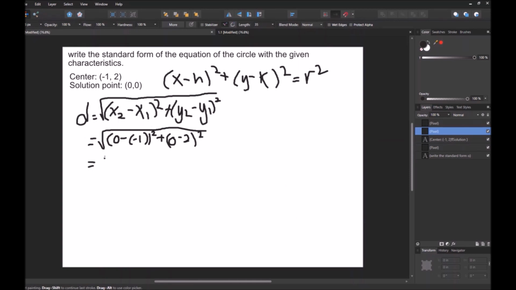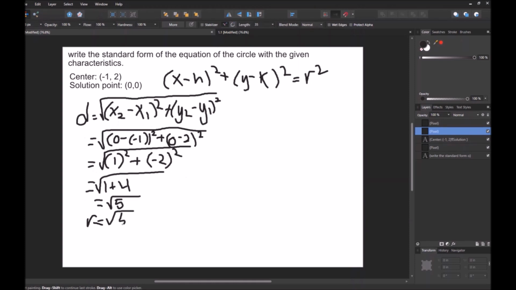0 minus a -1 is the same thing as 0 plus 1, which is just 1. So we're left with 1 squared plus 0 minus 2 is -2 squared. So 1 squared is 1, and -2 squared is 4. So we're left with the square root of 1 plus 4, which is just the square root of 5. Meaning our radius is the square root of 5. So r equals the square root of 5 here.